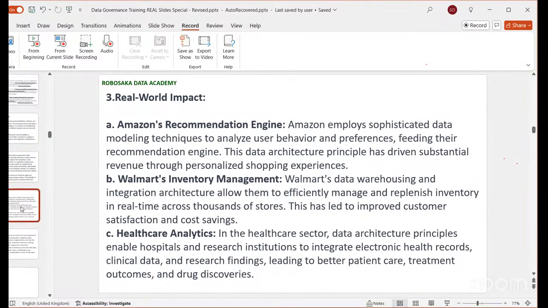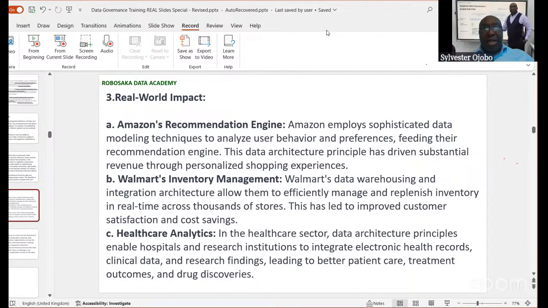Let's look at real world situations. For example, Amazon's recommendation engine. Amazon employs very sophisticated data modeling techniques to analyze the behavior and preferences of people, especially customers, feeding their recommendation engine. This data architecture principle has driven substantial revenue through the personalized shopping experience you have within Amazon.